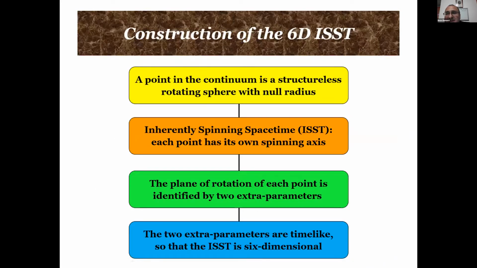Construction of the 6D ISST. A point in the continuum is a structureless rotating sphere with null radius. It is an axiom. In the inherently spinning space-time ISST, each point has its own spinning axis. The plane of rotation of each point is identified by 2 extra parameters. These 2 extra parameters are time-like, so that the ISST is 6-dimensional.